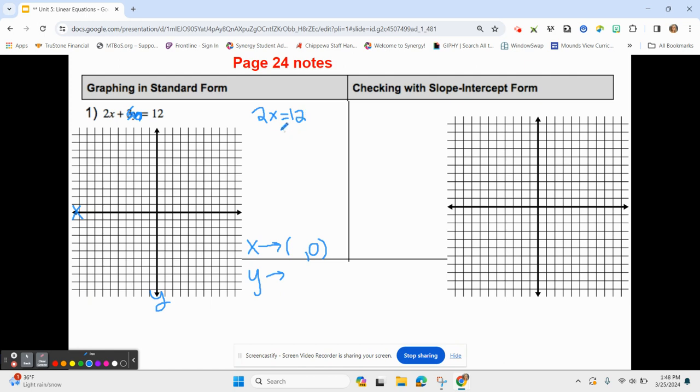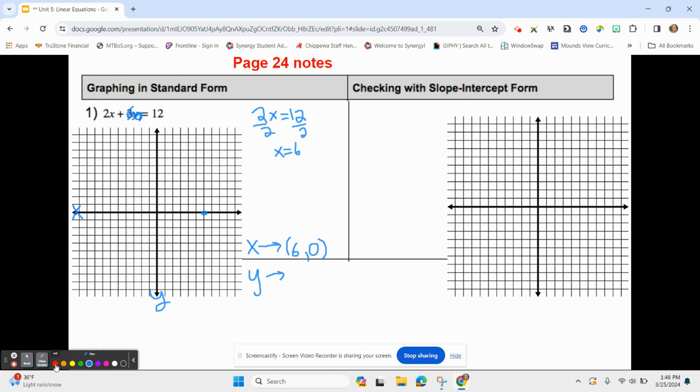If 2x equals 12, I'm going to divide by 2 on the left, divide by 2 on the right. x equals 6. So right now, I just found that my x-intercept is 6. It can be found at 6, 0. So on my x-axis here, 0, 1, 2, 3, 4, 5, 6. I'm going to go ahead and make a point right here. That is my x-intercept.